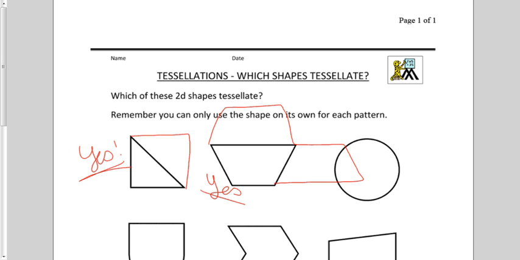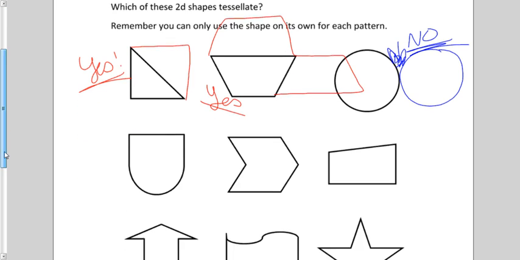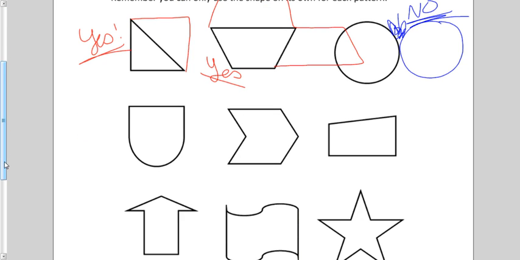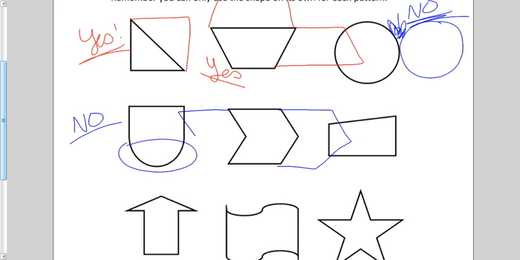I'm going to erase that one now. Actually, I'm not. Circle. I can't put circles next to circles and not create a gap. I'm going to have this gap right here. So a circle, anything curved will never tessellate the plane. So again, the next shape has this curvy part right here, so that's going to be a no. The next shape, could I repeat this pattern over and over and connect? So let's see, if I draw another one, and then I would draw one back here. Yes, so this shape is actually going to tessellate the plane.